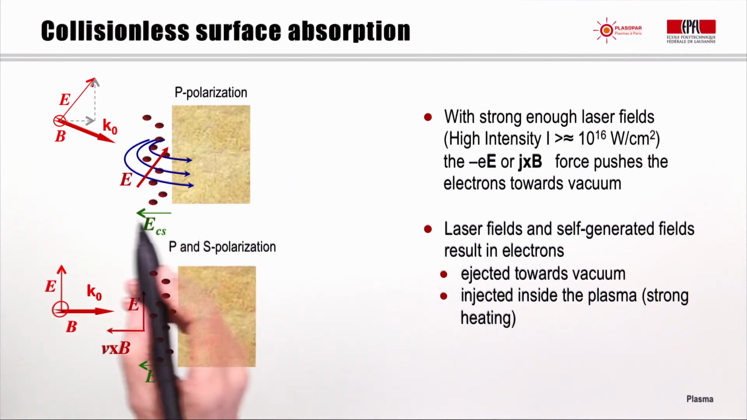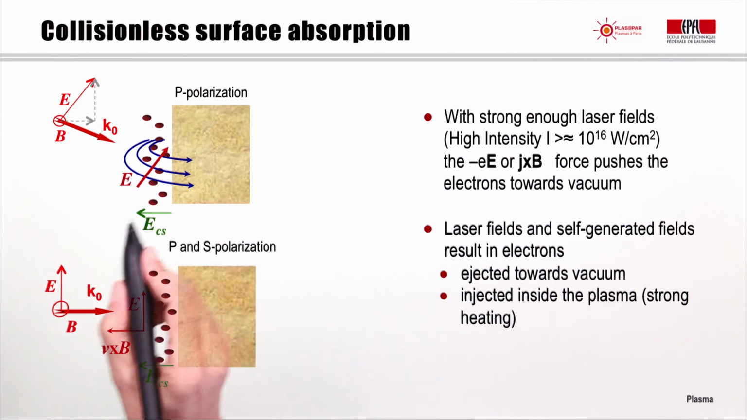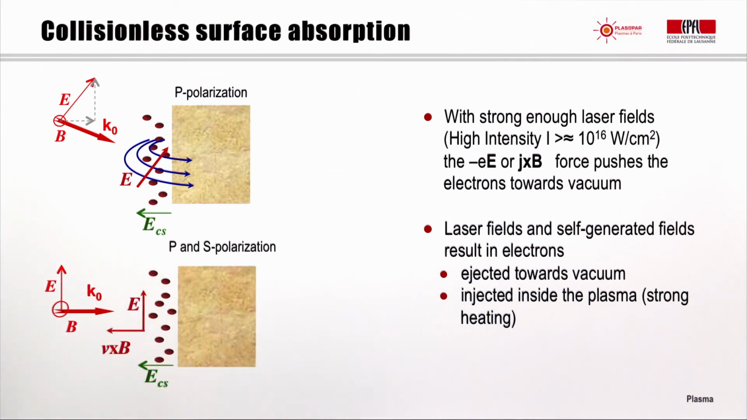When they are pushed outside, they leave ions behind because the ions are much heavier, and this results in a charge space field, that I'm drawing here, that will give a further push to the electron. Once the electrons are back in the plasma, since the plasma inside is roughly neutral, they will keep their motion and heat the plasma.